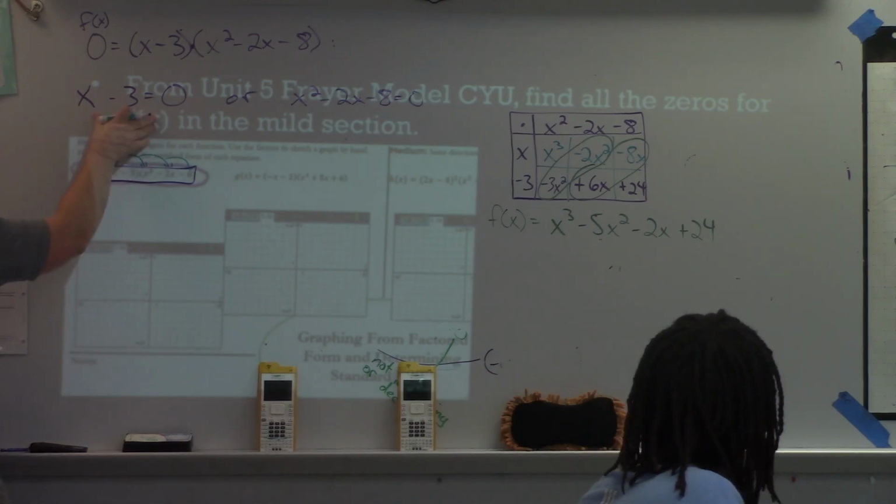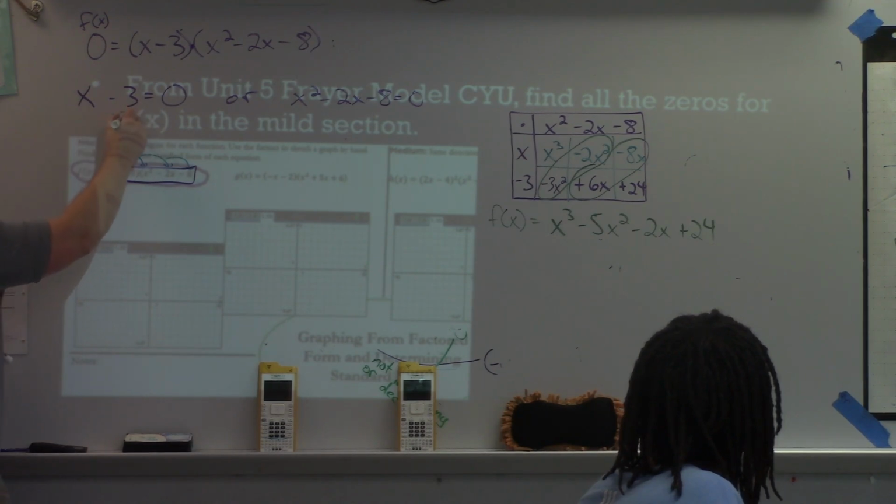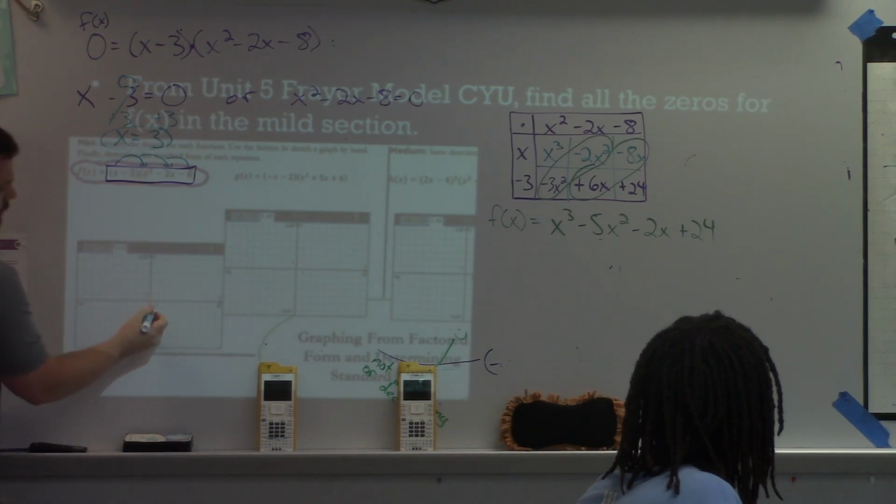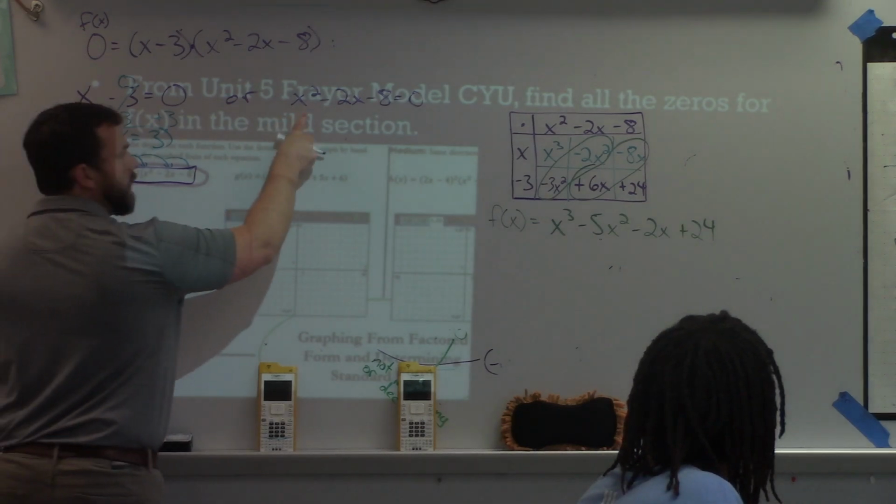Now, I will say, I can find this zero. What am I going to do from here? Add 3 to both sides. Easy money, right? X is equal to 3. And notice, the whole idea is I'm eventually going to try to graph my original function. So I'm going to go ahead and mark my x-intercept, my zero there. But I need you to now find these zeros.